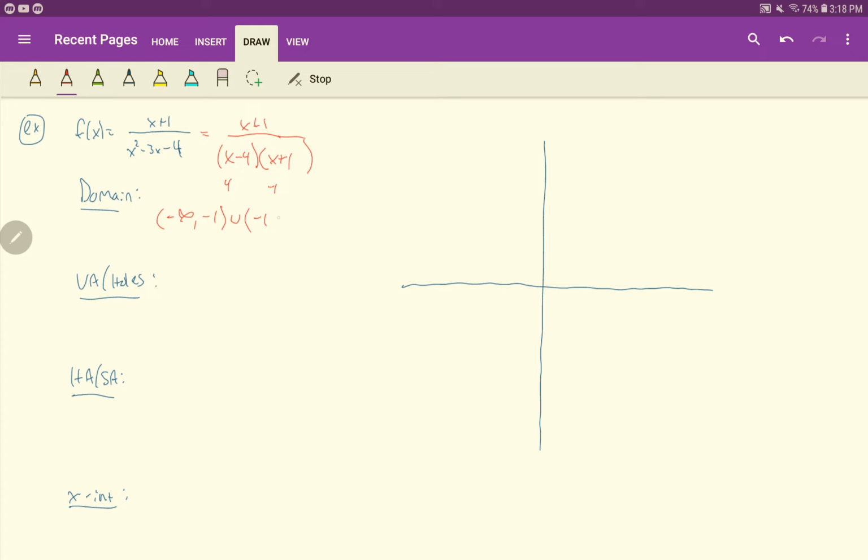What's the next domain restriction? 4. Union, then we go from 4. There's no more domain restrictions, so we go to infinity then. There's a domain. So again, this 4 and negative 1, those are going to be either vertical asymptotes or holes.